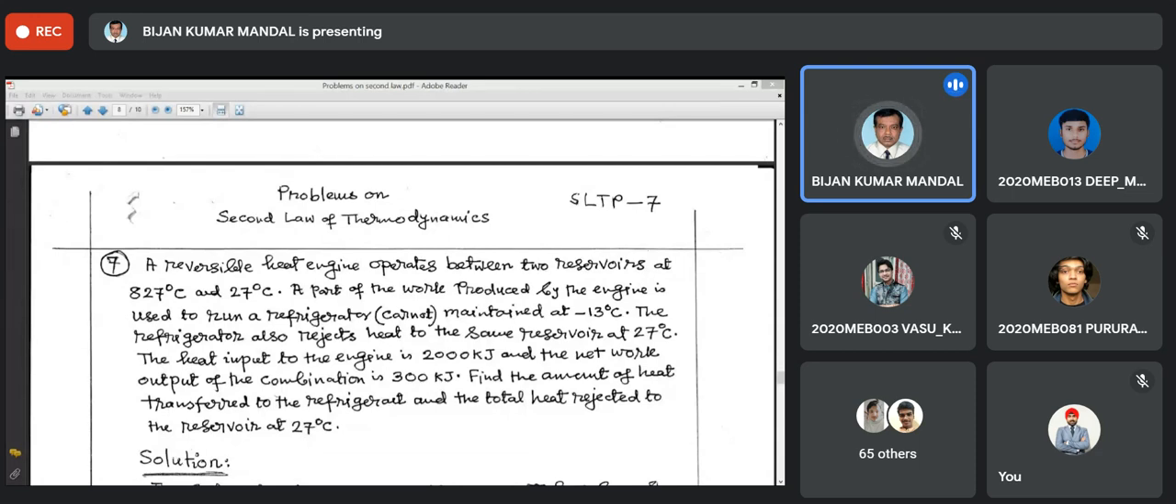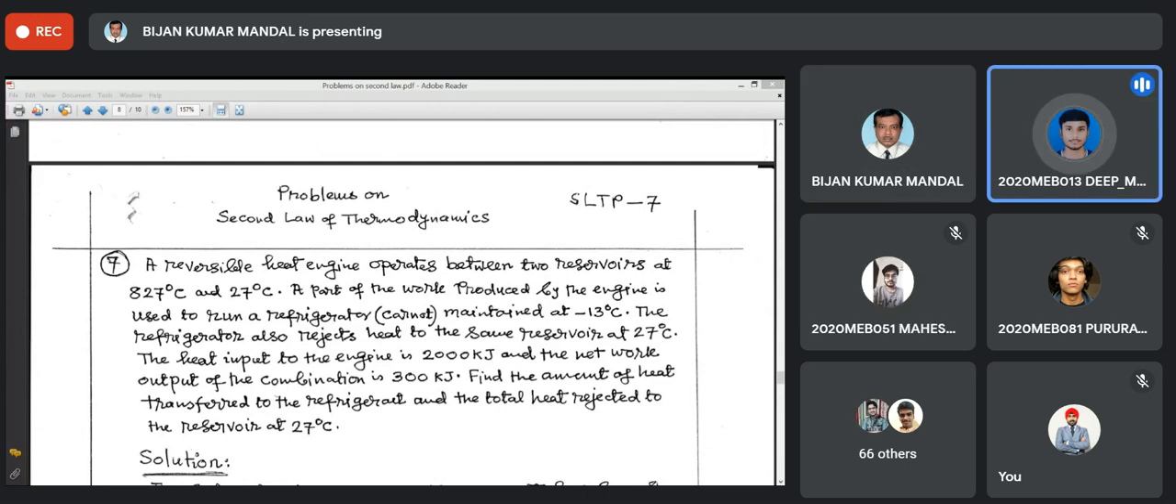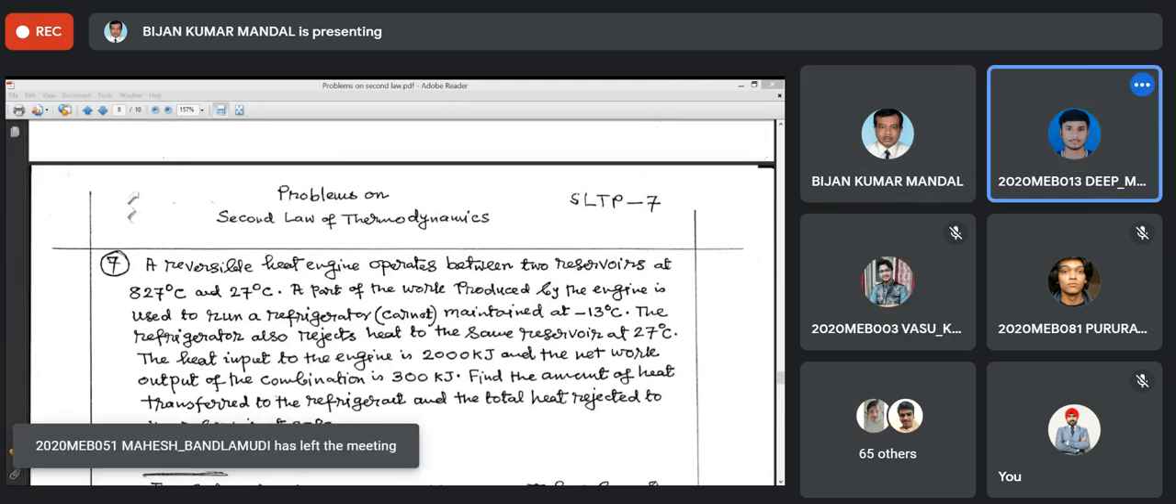Why within bracket Carnot is written? This is not a good response at all. Let's see who are the people here. Sir, maximum efficiency. For maximum efficiency.